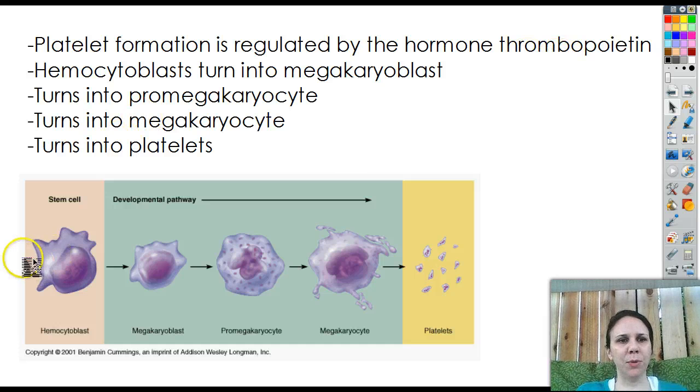All right, so here's what happens. We have our stem cell, the hemocytoblast, which is the same one that we had for the other types of cells. They turn into a megakaryoblast. Remember, blast means to build. That turns into a pro-megakaryocyte, pro meaning first or before, megakaryocyte. Then it turns into a megakaryocyte, which then turns into platelets. And you can tell that the cytoplasm kind of extends outwards and breaks off into little bitty fragments. And there's your platelets. So it's kind of bluish on the outside, kind of purplish on the inside.